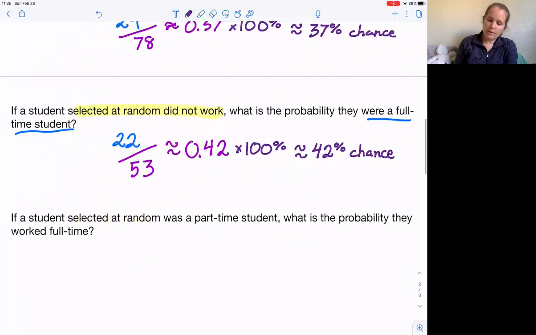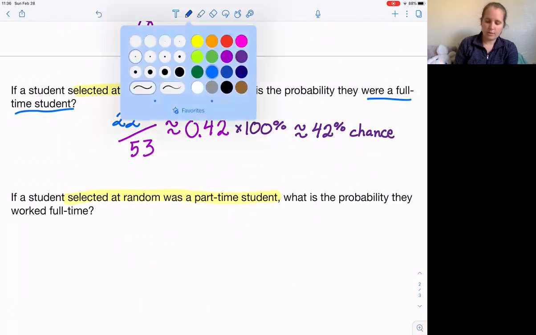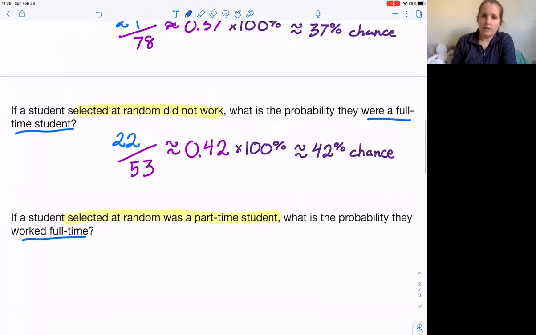And finally, we are now going to switch to student status as our condition. If a student selected at random was a part-time student, now I want to know what is the probability they worked full-time. So now instead of limiting ourselves based off of their work status, we are now limiting ourselves based off of their student status.